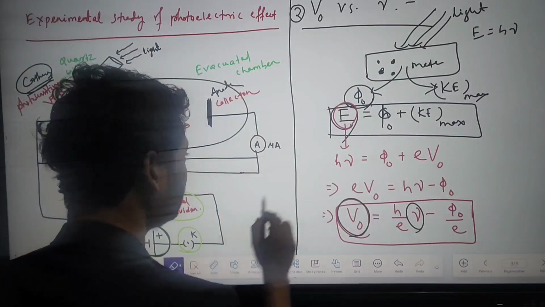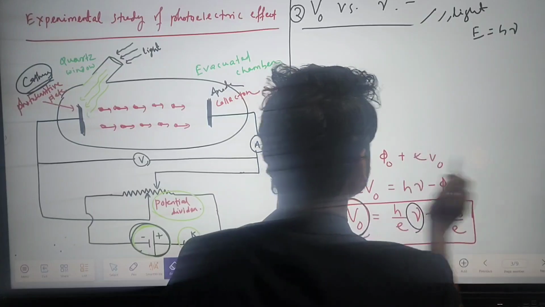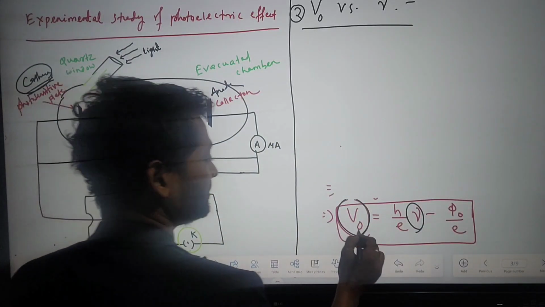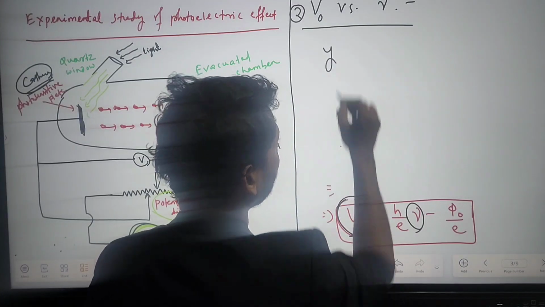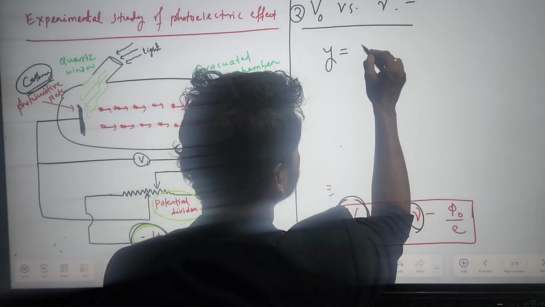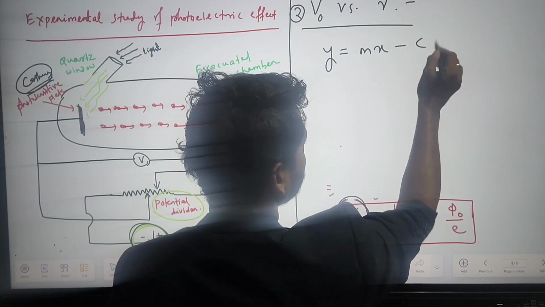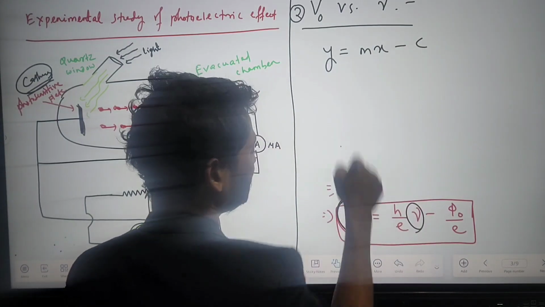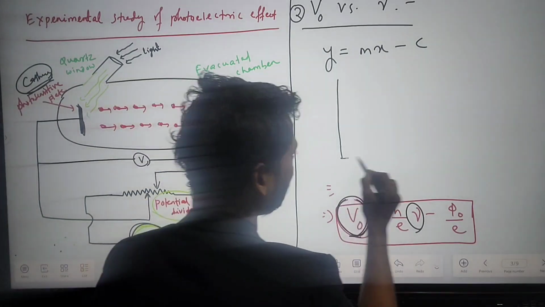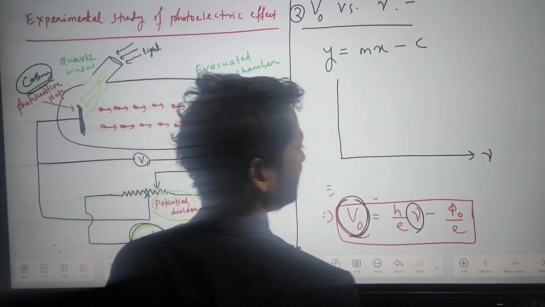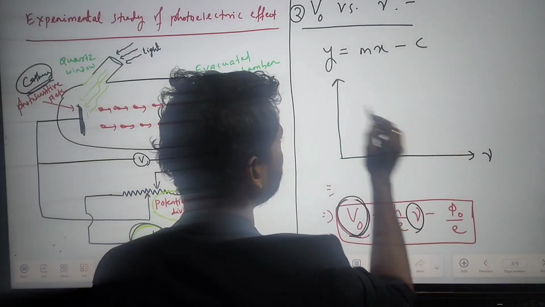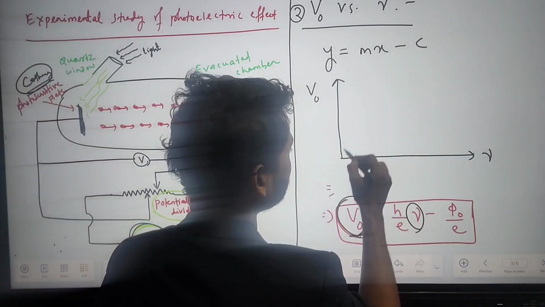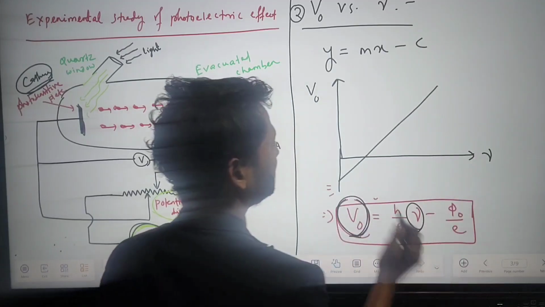Now I can write this in terms of mx plus c. I have taken y as V naught and this one as x, so it is mx minus c. I can write it this way. I have taken x as nu and y as V naught. If I plot the graph with nu on the x-axis, which is the frequency of incident radiation, and V naught on the y-axis, then what is the nature of the graph? mx minus c means it will be a straight line here, okay.